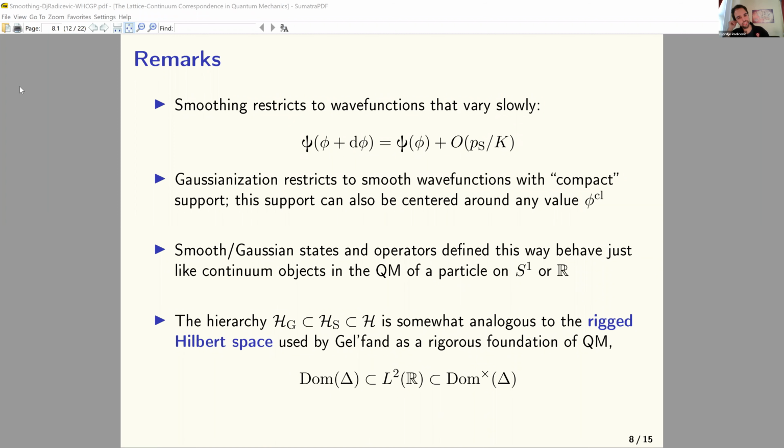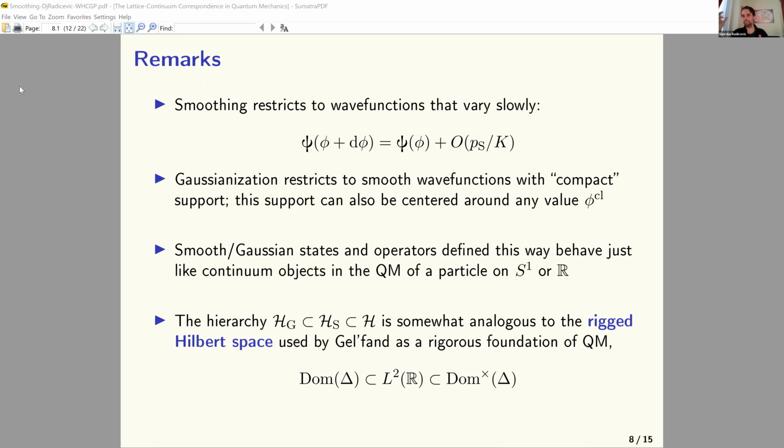And a slightly more mathematical comment is that this hierarchy that you need to define a Gaussian state, starting from some completely normal lattice thing, is in some way very close to, mimics what's called the rigged Hilbert space construction, or the Gelfand triple in Russian literature, that you can find in many books as the rigorous foundation of quantum mechanics.